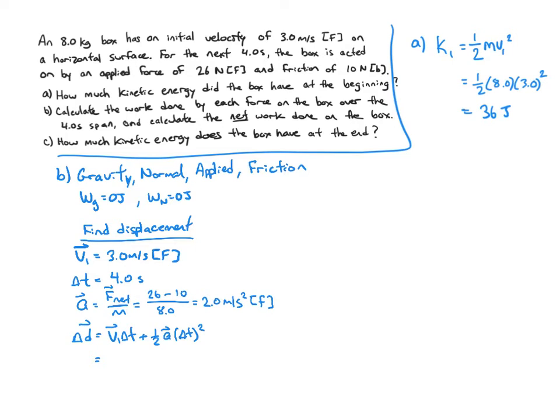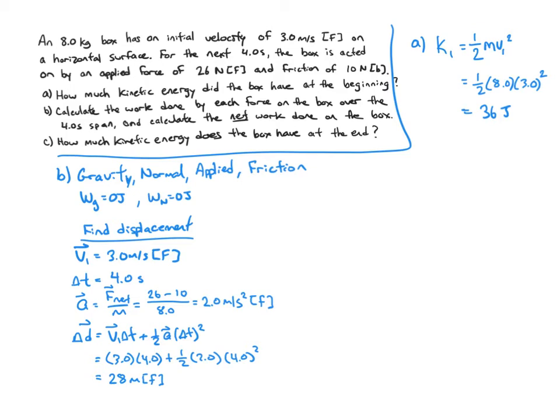Okay, I can fill in the values here. 3 for V1, 4 for time, and acceleration I just calculated to be 2, and then time squared would be 4 squared. So I calculate this out. 3 times 4 is 12. Half times 2 is 1, times 4 squared is 16. So I've got 12 plus 16. That's 28. Okay, so having found the displacement, now I'm ready to find the work done by the applied force and the work done by friction.